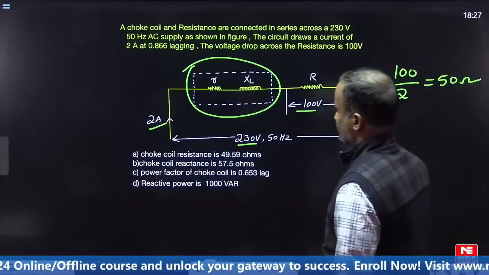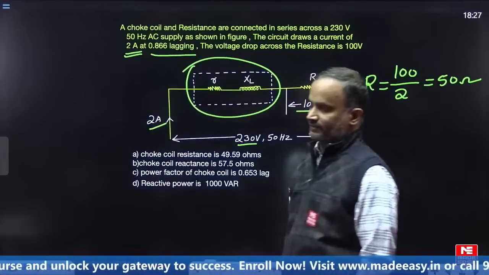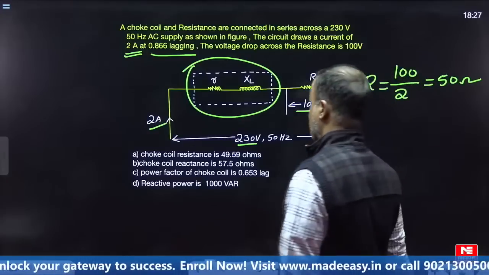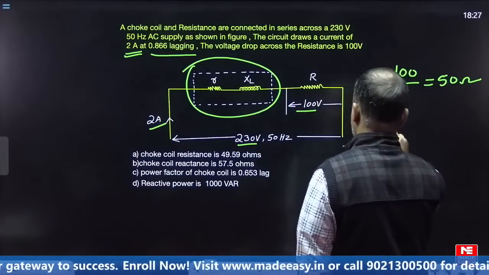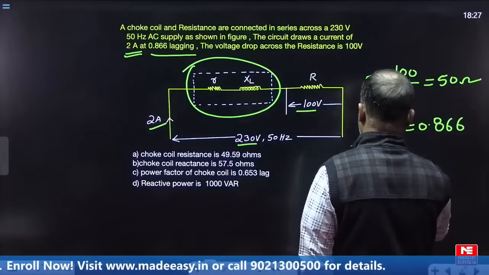In the question, he gave a statement that this 2 amperes current corresponds to a power factor also. What is the power factor for this entire network? It is 0.866. Anybody give the answer for this one?